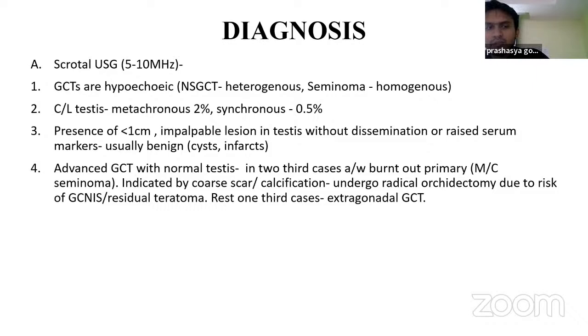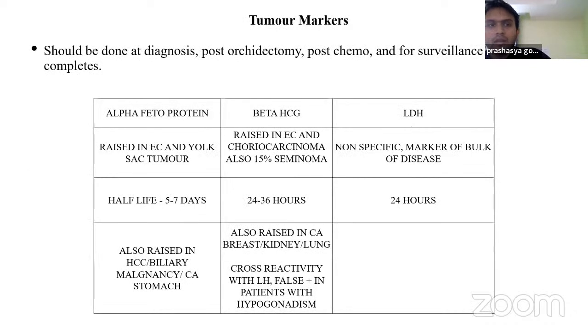Another situation is when there is evidence of an advanced GCT, such as raised tumor markers or lymphadenopathy in the body, with normal testes. In most of these cases, this is associated with a burnt-out primary, which is most common in seminoma. It is indicated by a coarse scar or calcification in the testes. These patients should undergo radical orchidectomy due to the presence of a residual teratoma or GCNIS. In the remaining 1/3 of cases, one should look for the presence of an extragonadal germ cell tumor.